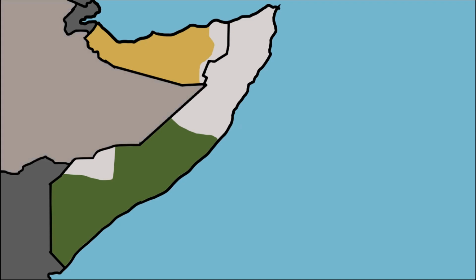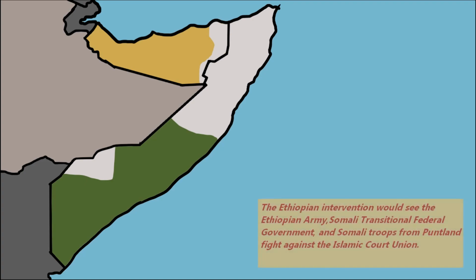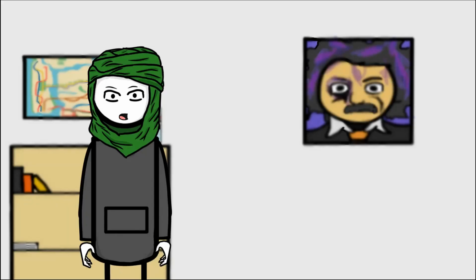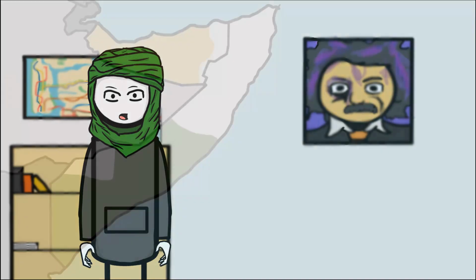Ethiopia at first would only conduct cross-border operations and raids to counter Islamic Court expansion and influence. And well, before you knew it, Ethiopia was kind of invading Somalia with Somali support to oust the Islamic courts. And in December 2006, after a string of military victories, the Islamic courts would leave the city of Mogadishu. But this doesn't mean the war was over.